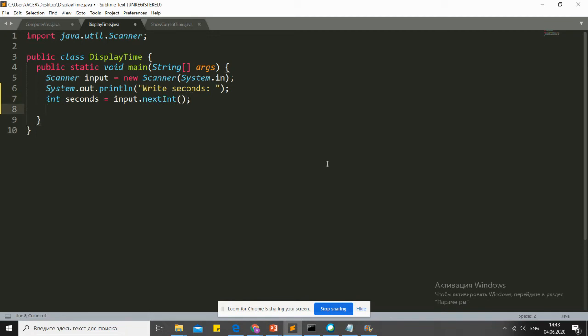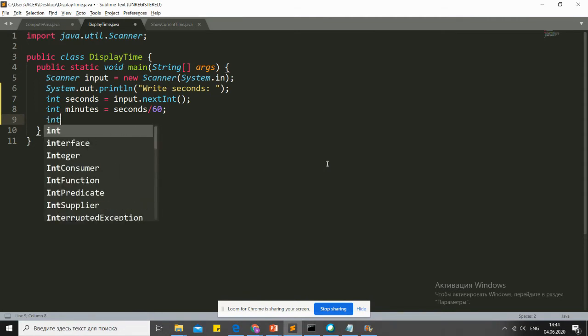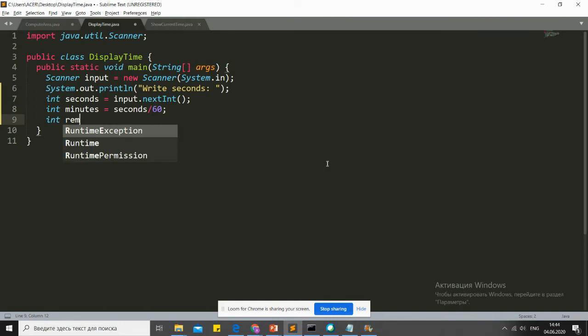What we have to do next is find the minutes. How do we find minutes? We divide the seconds by 60 and we get minutes. Now we want to know the remaining seconds. For example, if I write 100 seconds, it must be 1 minute and 40 seconds. How do we find the remaining seconds?